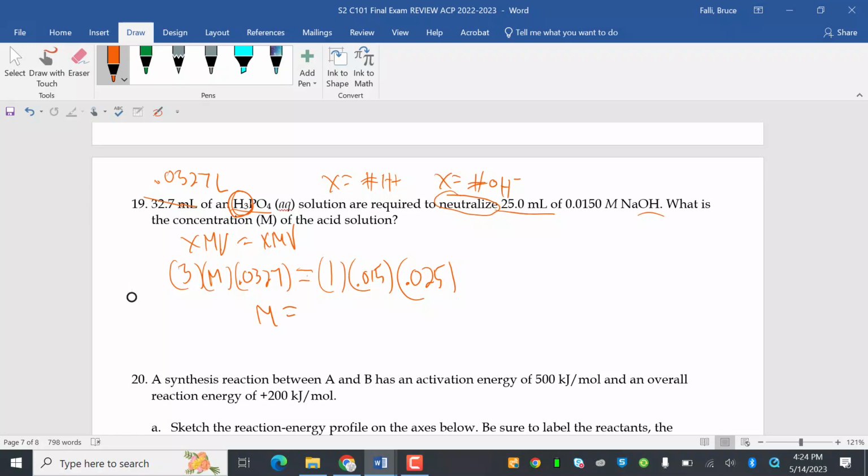Okay, so start on the right-hand side, 0.015 times 0.025 divided by 3 divided by 0.0327, and I get 0.00382 molar. Check my sig figs. I got 3 sig figs here, 3 sig figs here, and I got myself a right answer. I should say what it is. That's H3PO4.